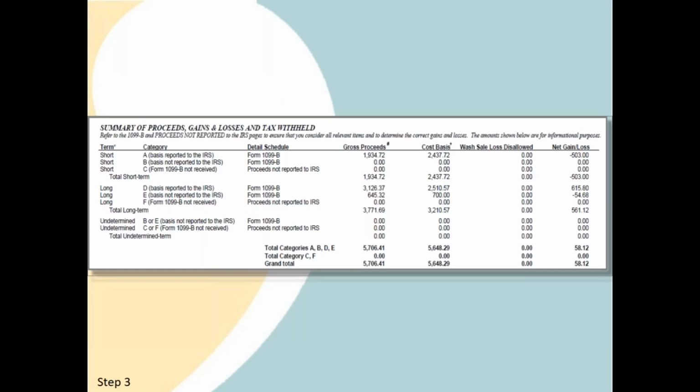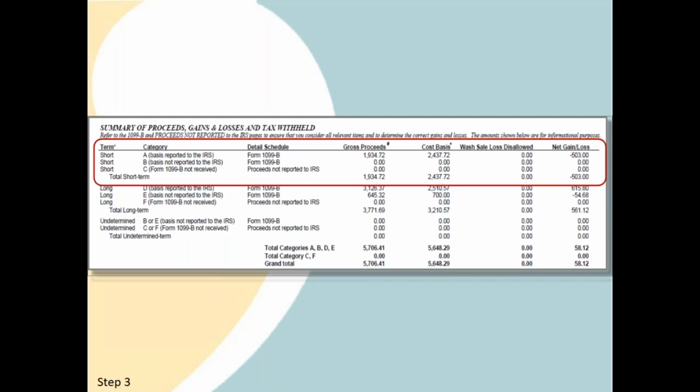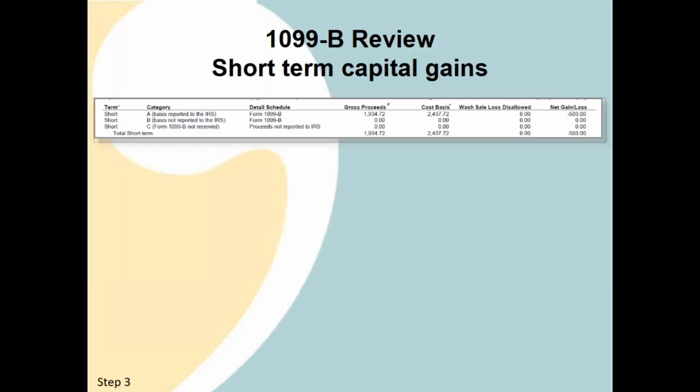If you sell stocks during the year, you'll have capital gain income to report. On your 1099, your capital gains may be reported in one of 6 different categories. In the first section, you'll have information on short-term capital gains. These are gains or losses on sales of stocks you held for 1 year or less. If we look more closely, we see that this section is further divided up into 3 categories.